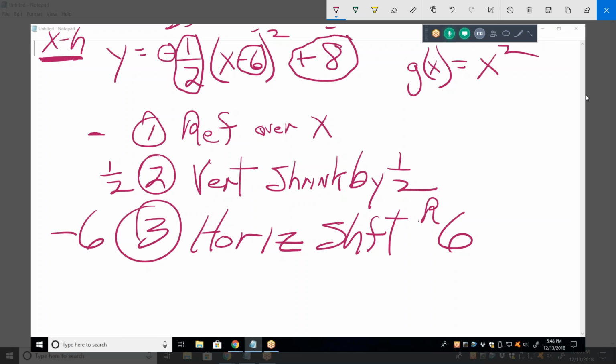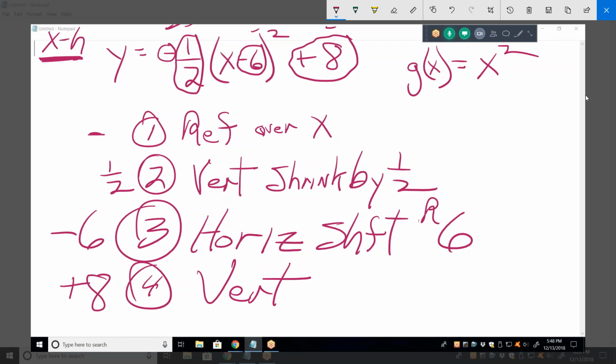Finally, we have this plus 8. Inside or outside the function? Outside. It makes it vertical. Is it multiplying or adding? Adding. That's a shift. Is plus up or down? Up.